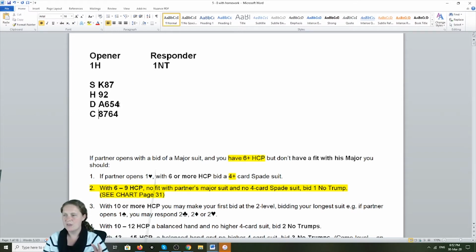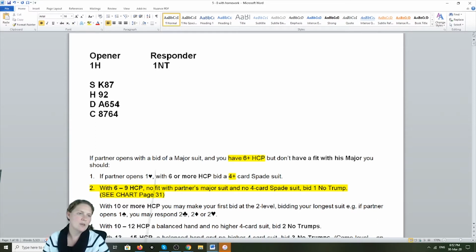Now you might have heard that no trumps are for balanced hands, and this is completely true with the exception of if you are the responder. If you are the responder, 1 no trump isn't actually promising a balanced hand. It's what we call sort of our catch-all bid.